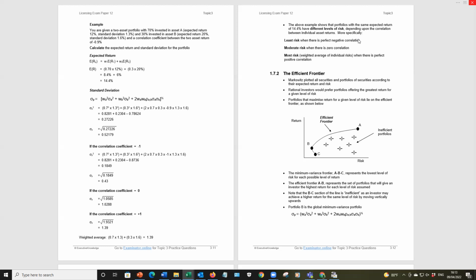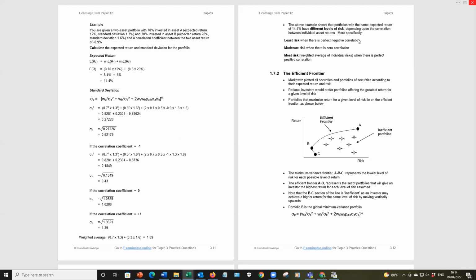So we're saying that the expected return, 14.4%, with a standard deviation of just over 0.5%. So it's fairly small. Now, continuing with the formula, if I plugged in a correlation coefficient of -1, and that's perfect negative correlation, which is unusual, but very attractive, we run through the numbers and we get 0.43. So that standard deviation is even lower than the one where the correlation coefficient was -0.9. If we put in a correlation coefficient of 0, so there is no correlation whatsoever, we get a standard deviation of the two-asset portfolio of 1.0288%. So that is higher than the previous two.